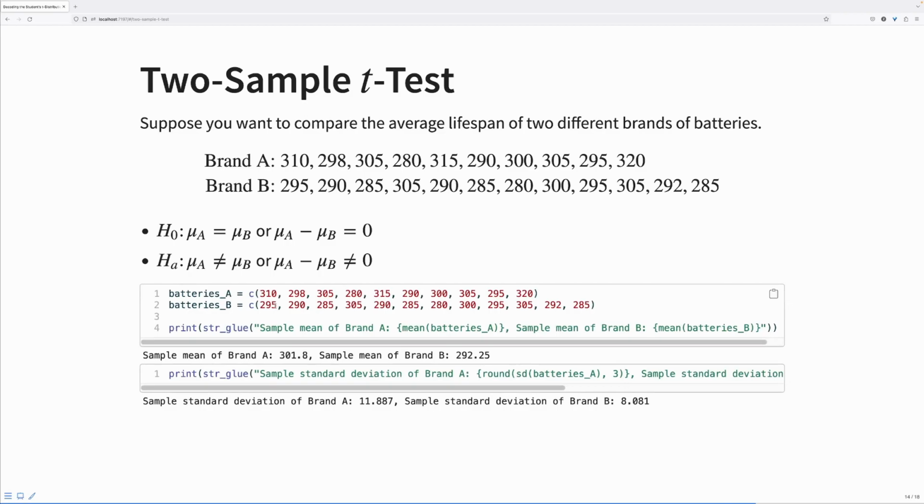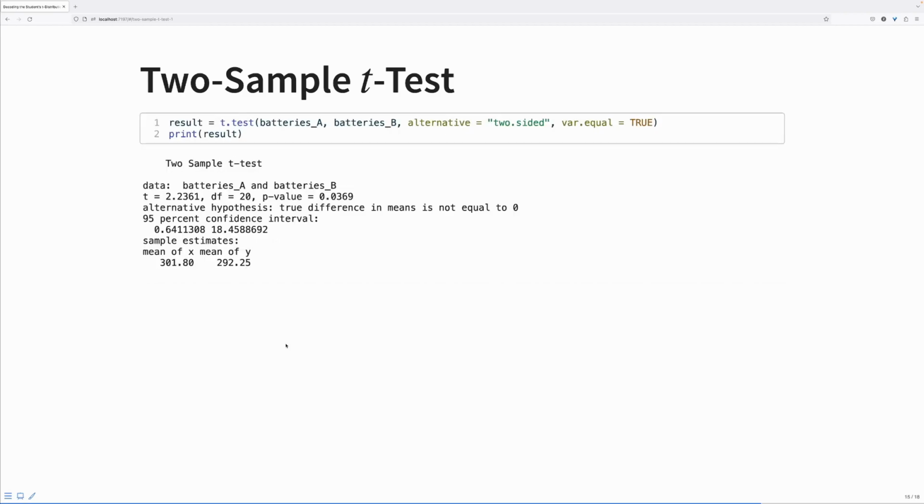And then we prepare our raw data. We calculate the sample mean, and we calculate the sample standard deviation. And then we use t.test. We plug in these two vectors here, and we set the alternative equal to two.sided, and also we set var.equal equals TRUE.